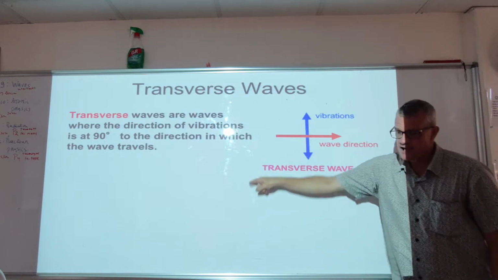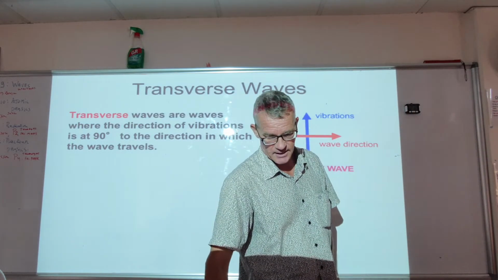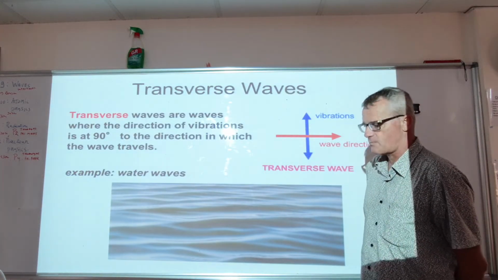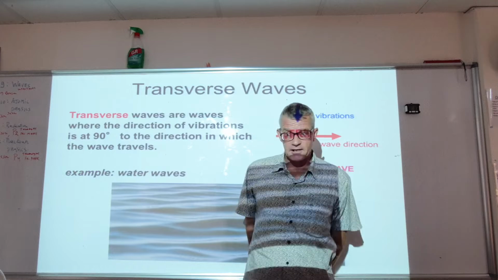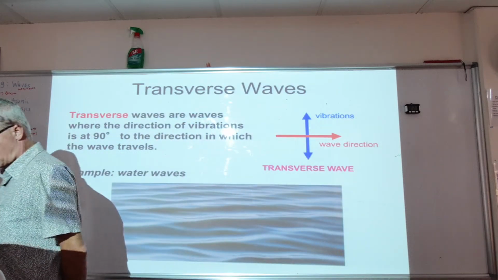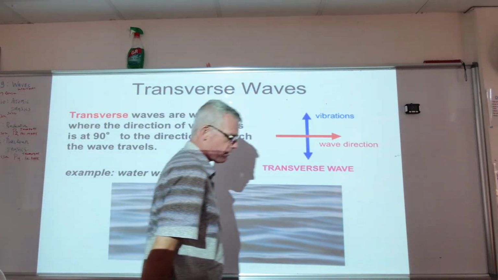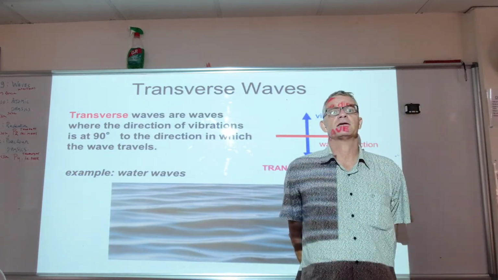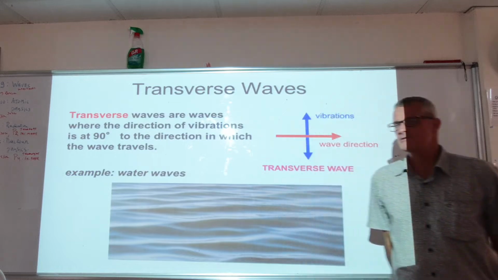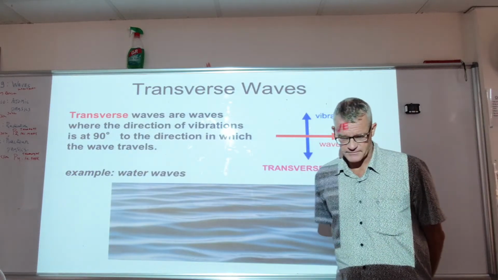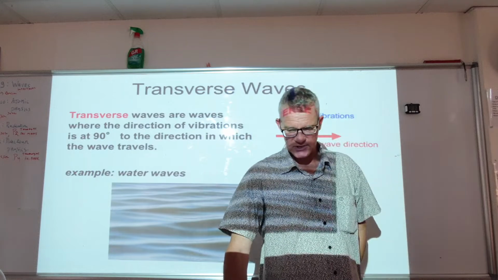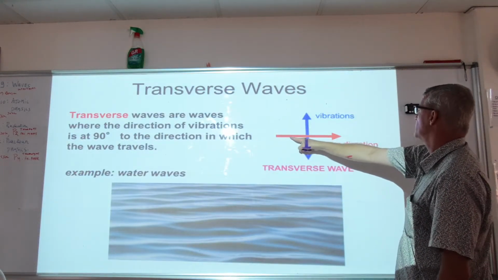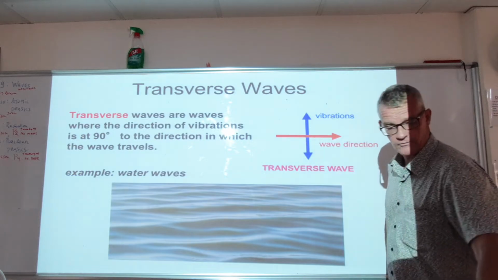Transverse waves. A clear example of transverse waves is water waves, mechanical waves. Another type of transverse wave is light. Light is also a wave. But we will discuss light and sound in another slide. So important to know, again, vibration up and down and the wave direction in one way.